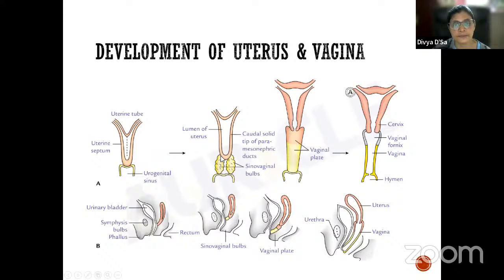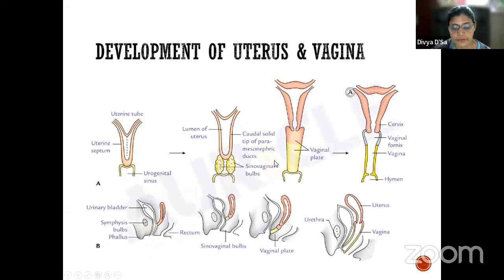So if you see here, this is the uterus. So the two tubes fuse, the uterine and the middle septum, where the line of fusion of both the paramesonephric ducts will form that uterine septum, which later on disappears and forms a single lumen of the uterus.